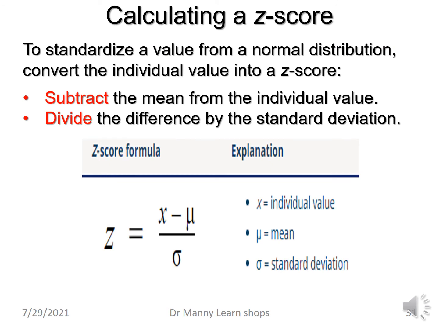So when you calculate a Z-score, why are you doing it? This is to standardize a value from a normal distribution, to convert the individual value to a Z-score. You subtract the mean from the individual value and you divide the difference by the standard deviation, as in the formula. However, there are apps that you can access online which will do this for you.